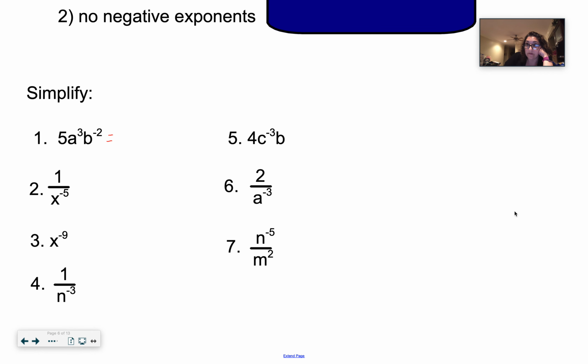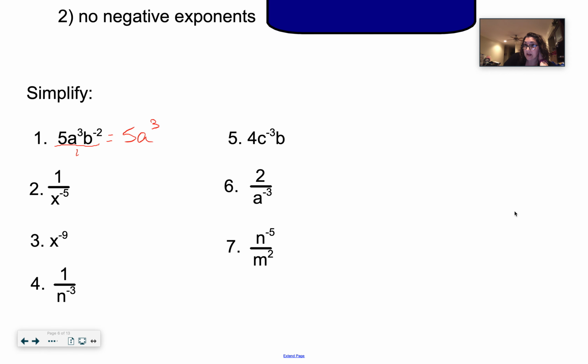Well, I don't know what a is and I don't know what b is, but I do notice that b has a negative exponent. So b is going to have something done to it. B is going to flip to the denominator. Right now, everything's in the numerator because I can write all of this as being over 1, right? So right now, 5a to the third, nothing's going to happen to that. It's going to stay 5a to the third.